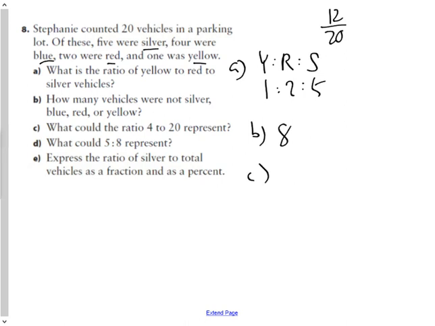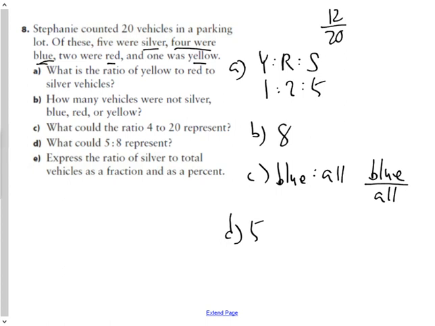Question C, what could the ratio of 4 to 20 represent? 4 is the number of blue cars, and 20 is all cars. So we could say it's blue to all, or since it's part to whole, it's best to write it as a fraction, blue to all. Is there anything else it could represent? No, that's the only thing it could represent.